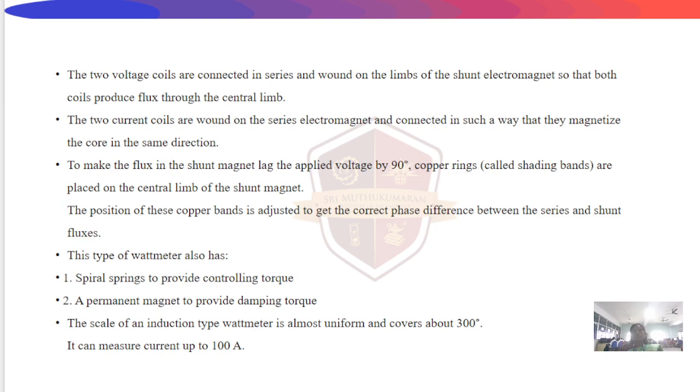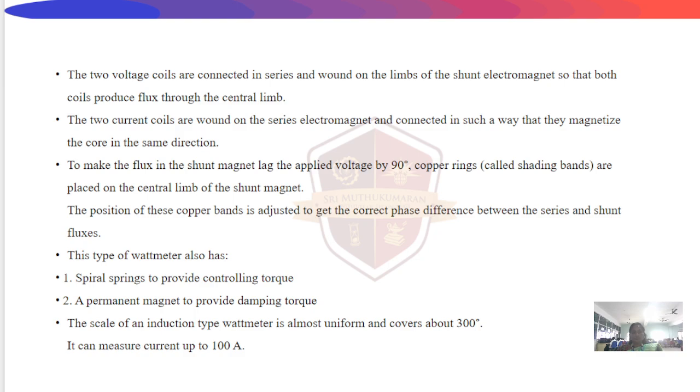In this instrument, the voltage coils are connected in series and wound on the shunt magnet. The current coils are wound on the series magnet. To make the shunt flux lag the applied voltage by 90 degrees, copper rings called shading bands are used. These shading bands help in maintaining the correct phase difference.